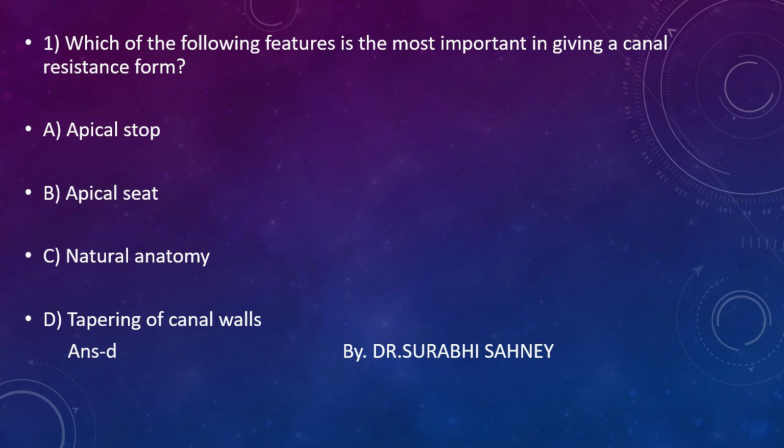Which of the following features is the most important in giving a canal resistance form? Option A, apical stop. Option B, apical seat. Option C, natural anatomy. And option D, tapering of canal walls. So what do you think? What will be the right answer for this question?